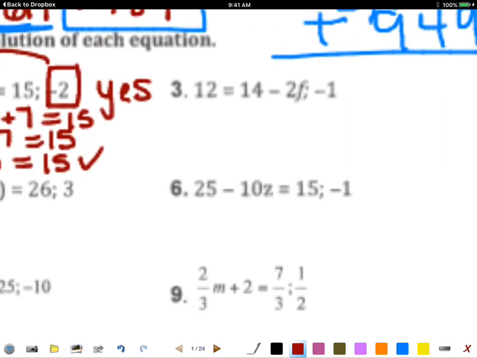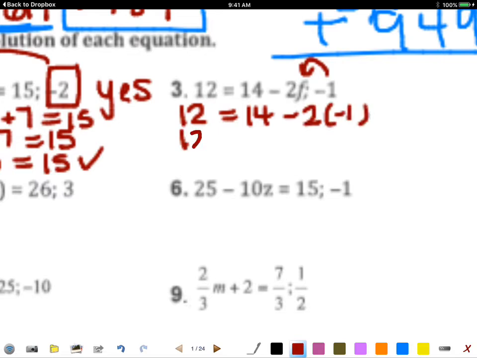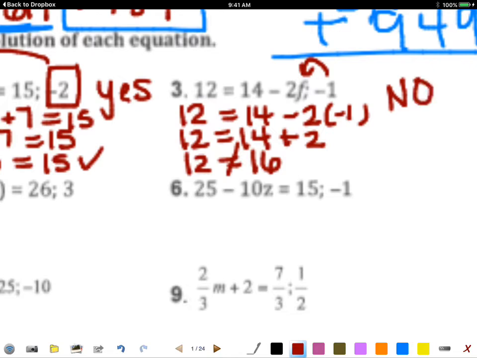Okay, let's do number 3. Plug in negative 1 for f. So we have 12 equals 14 minus 2 times negative 1. Bring down the 12 equals 14. Now, be careful here. What do you think I should write? Plus 2, because that's a negative 2 times a negative 1, which is a positive 2. So now we have 12 equals 16, and that's not true. So we're going to put no.